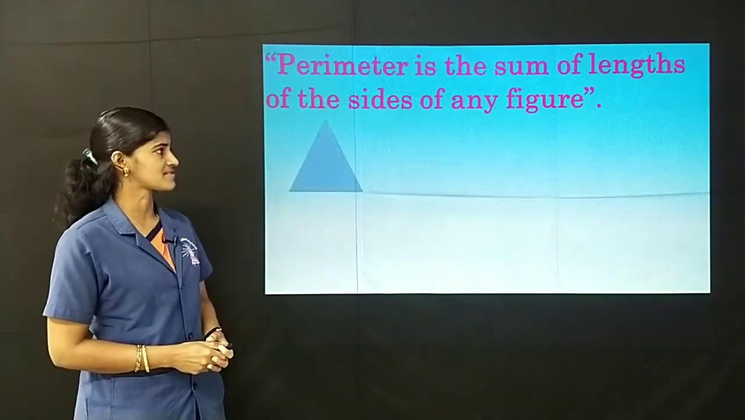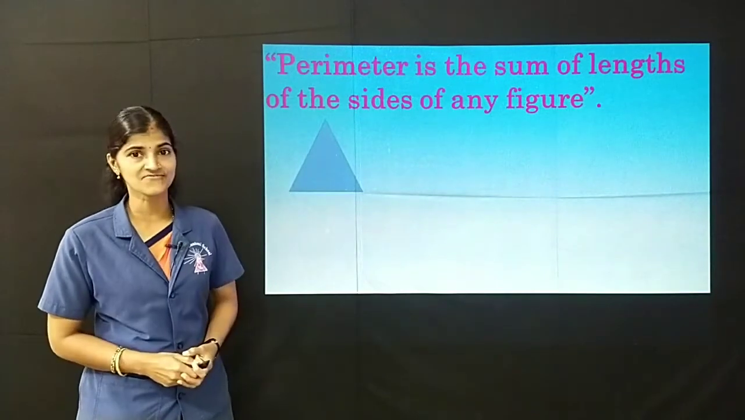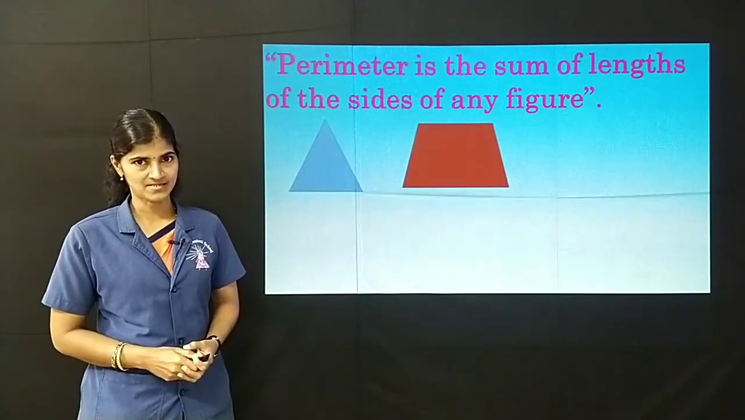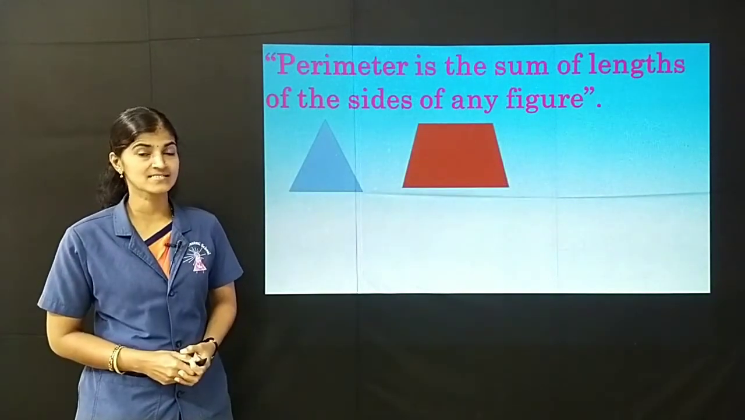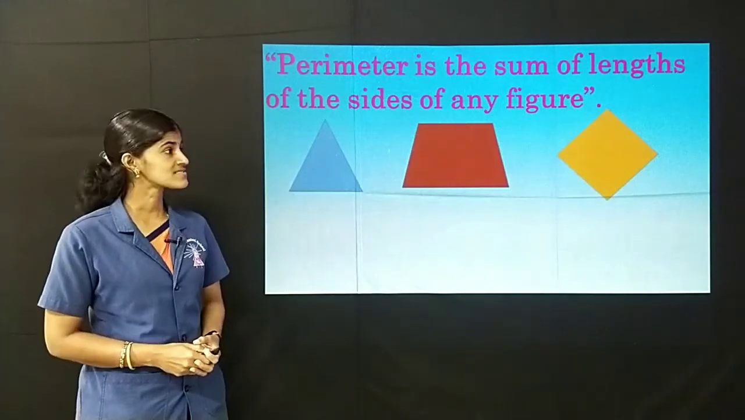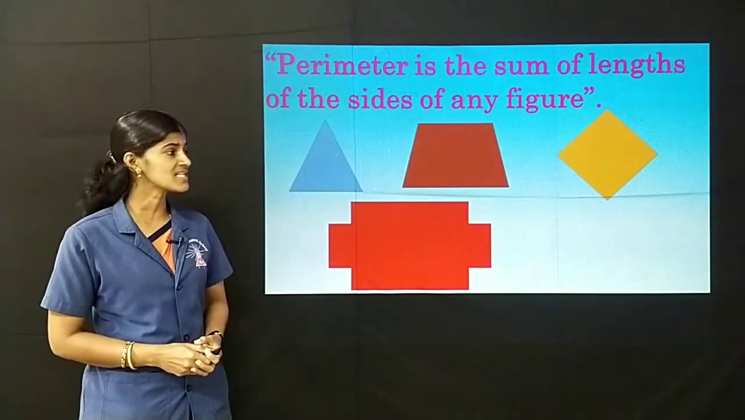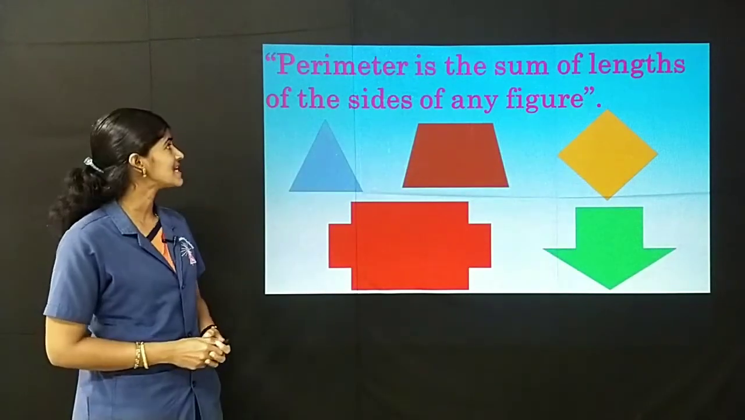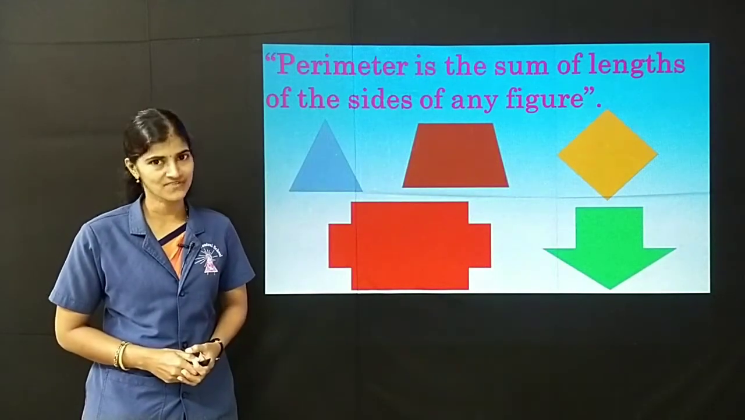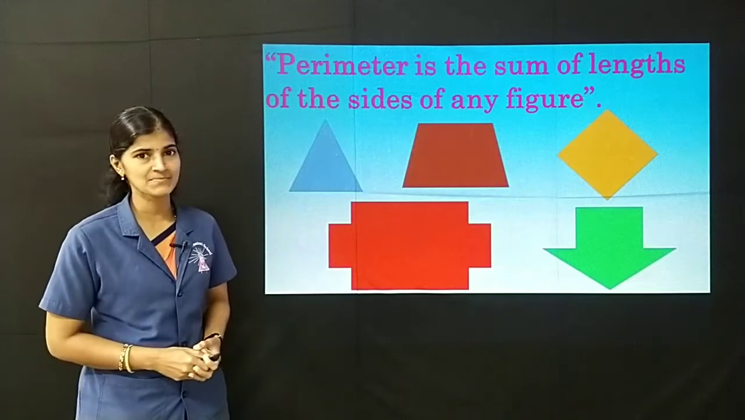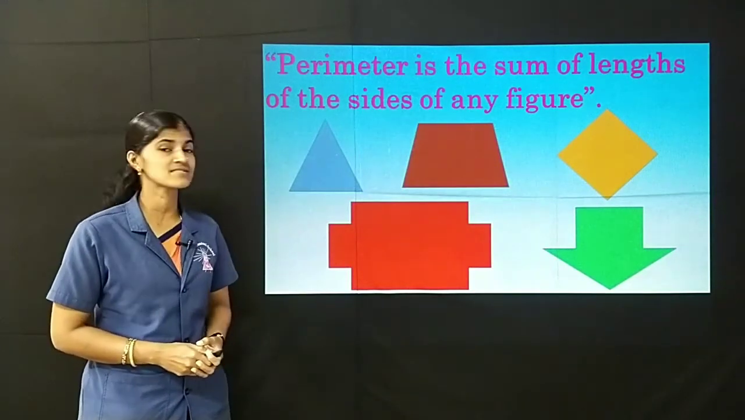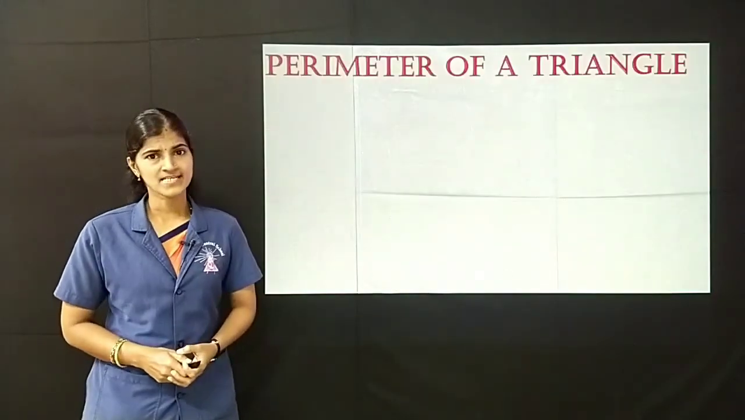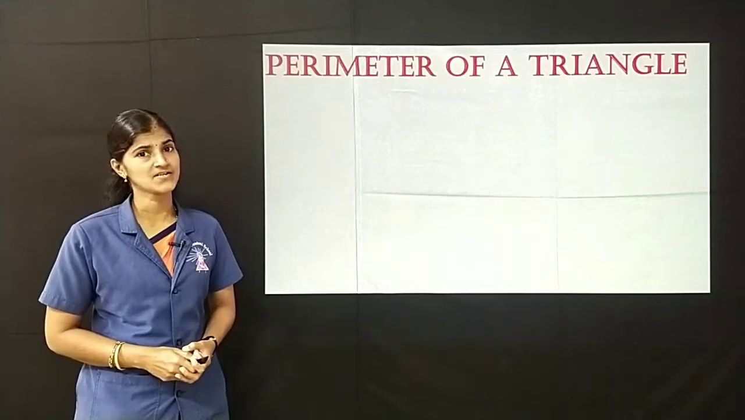Okay, so here are some figures. The first one you can identify, I think. It is a triangle. Then there are other types of figures. The figures can have 3 sides, 4 sides, 5 sides, 6 sides, 7 sides or any number of sides. So perimeter is the sum of the lengths of the sides of any closed figure. Here are some examples of figures whose perimeter we can find. Now, here is the next one, where we can find the perimeter of a triangle.